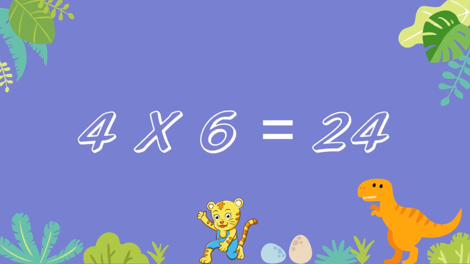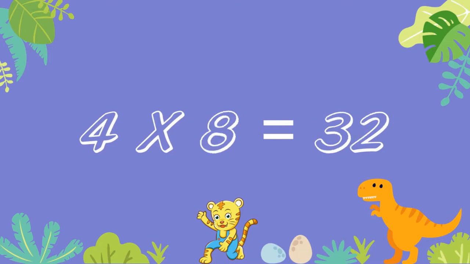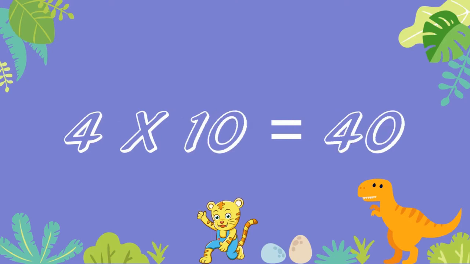4 sixes are 24. 4 sevens are 28. 4 eights are 32. 4 nines are 36. 4 tens are 40.